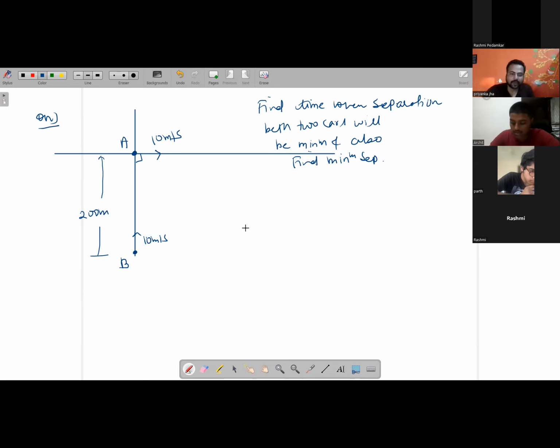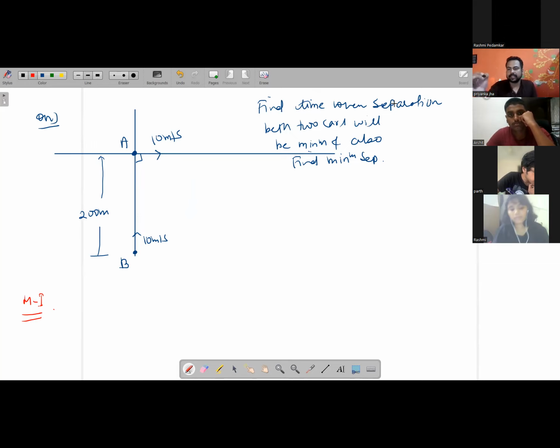Okay, let me solve now. See, I'll solve it by two different methods. Method one, very simple method. Suppose the question is asking what is the time of minimum separation. Suppose t is the time of minimum separation. After t time, they will have minimum separation.